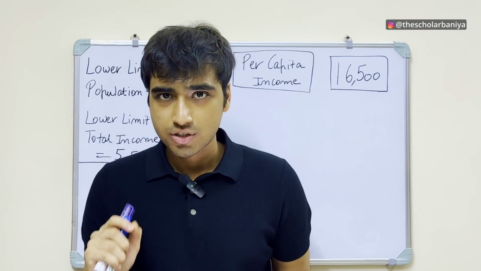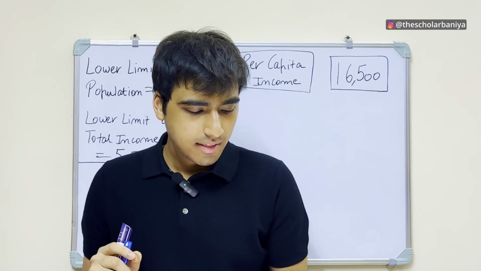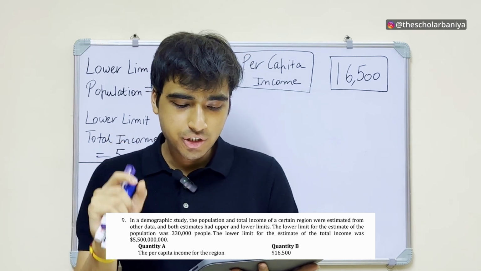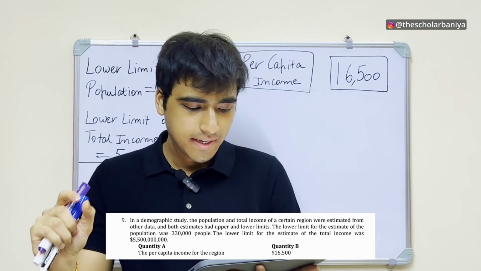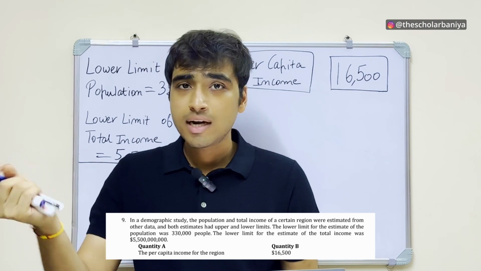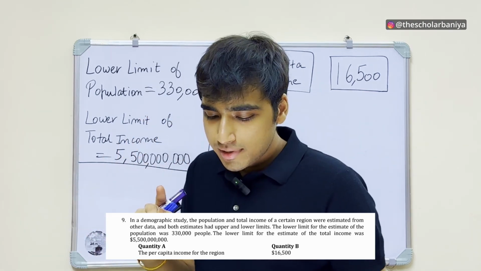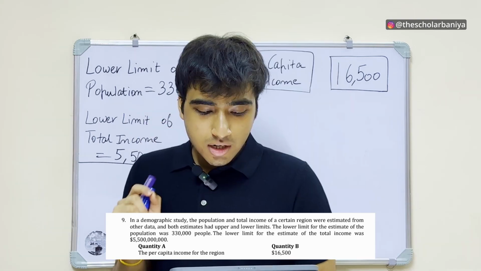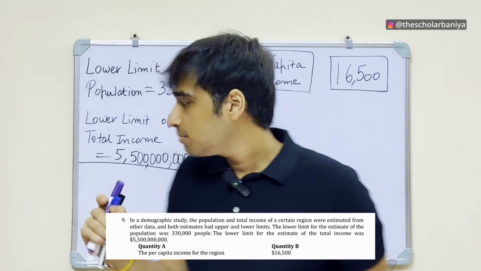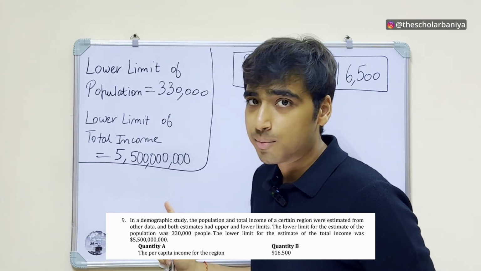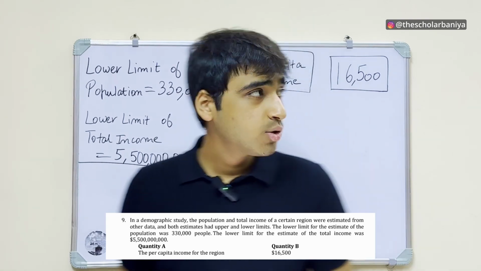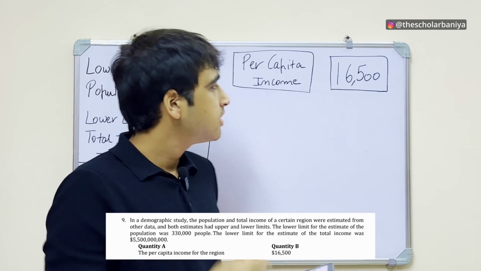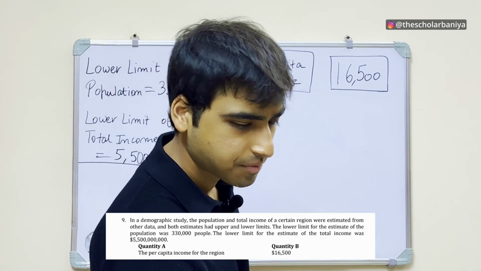So let's move on to the next question, guys. In this question, we are given that in a demographic study, the population and the total income of a certain region were estimated from other data, and both estimates had upper and lower limits. The lower limit for the estimate of the population was 330,000. The lower limit for the estimate of the total income was this number, right? And then we are asked to compare the per capita income of the region and the number 16,500, right?